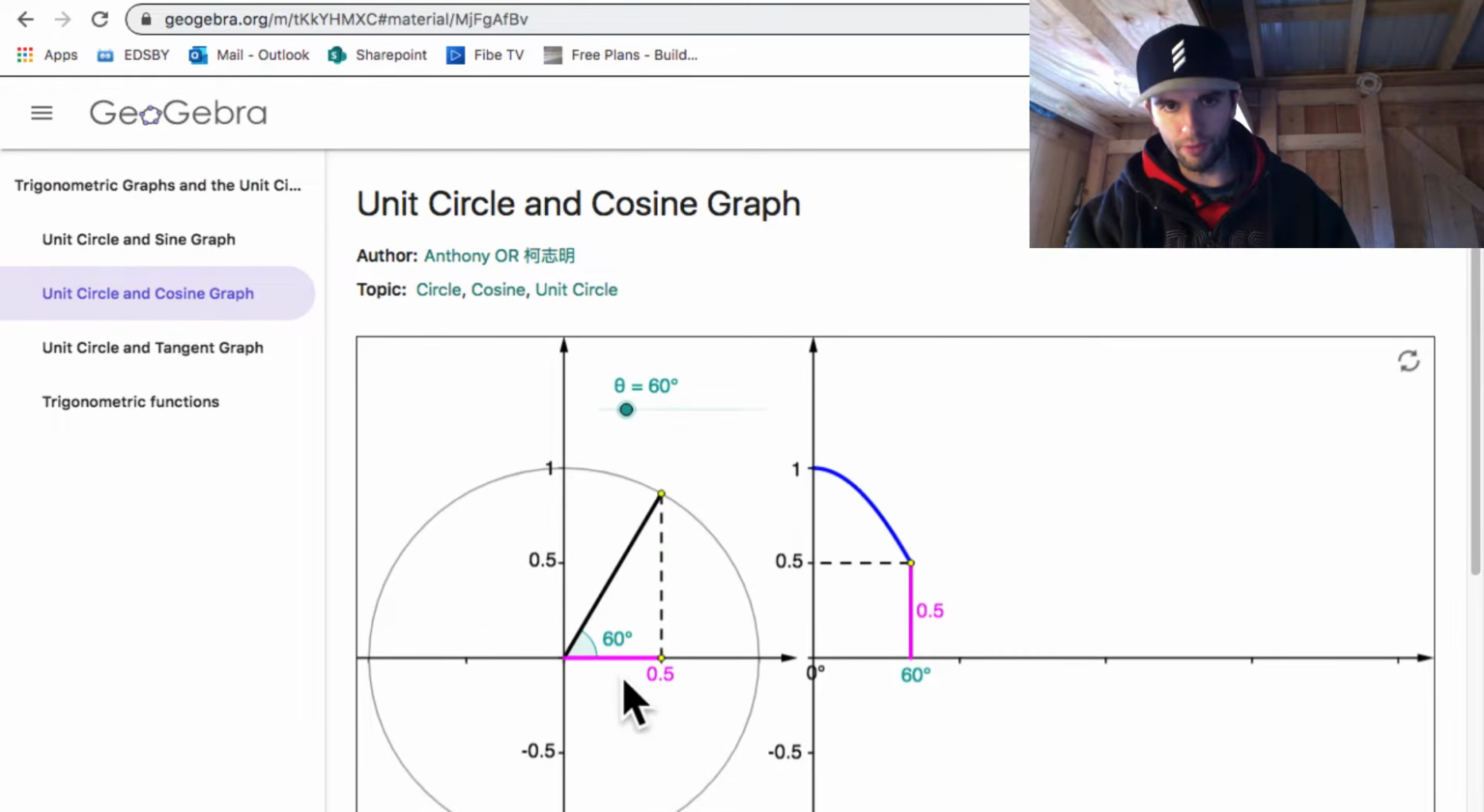Cosine, the x coordinate where we intersect the unit circle. This pink line here is showing us the length of the x side, right? So it tells us the x coordinate is 0.5. And notice that that matches exactly to the cosine ratio, which is on the y-axis of our graph here. X-axis is still angle of rotation.